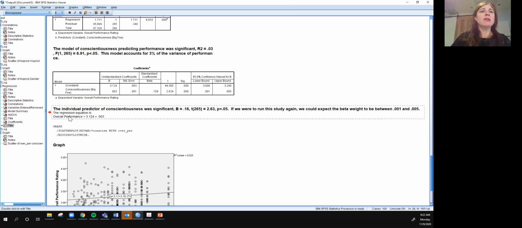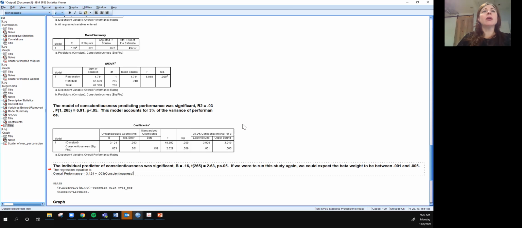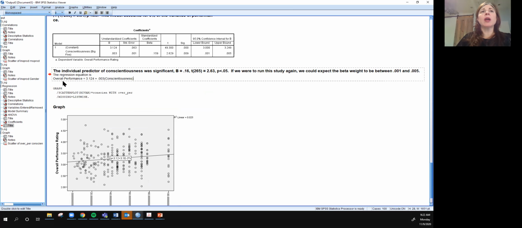0.003, so this is my DV. This is my B0, this is my B1, and in parentheses, I'm going to put conscientiousness, right? So what's really cool is I could plug in a conscientiousness score and see what the performance would be and set a cut score. So those are all the things that you will need to run a regression and be able to report it as simple regression. And next week we will do multiple regression with more than one variable. I hope this was helpful.